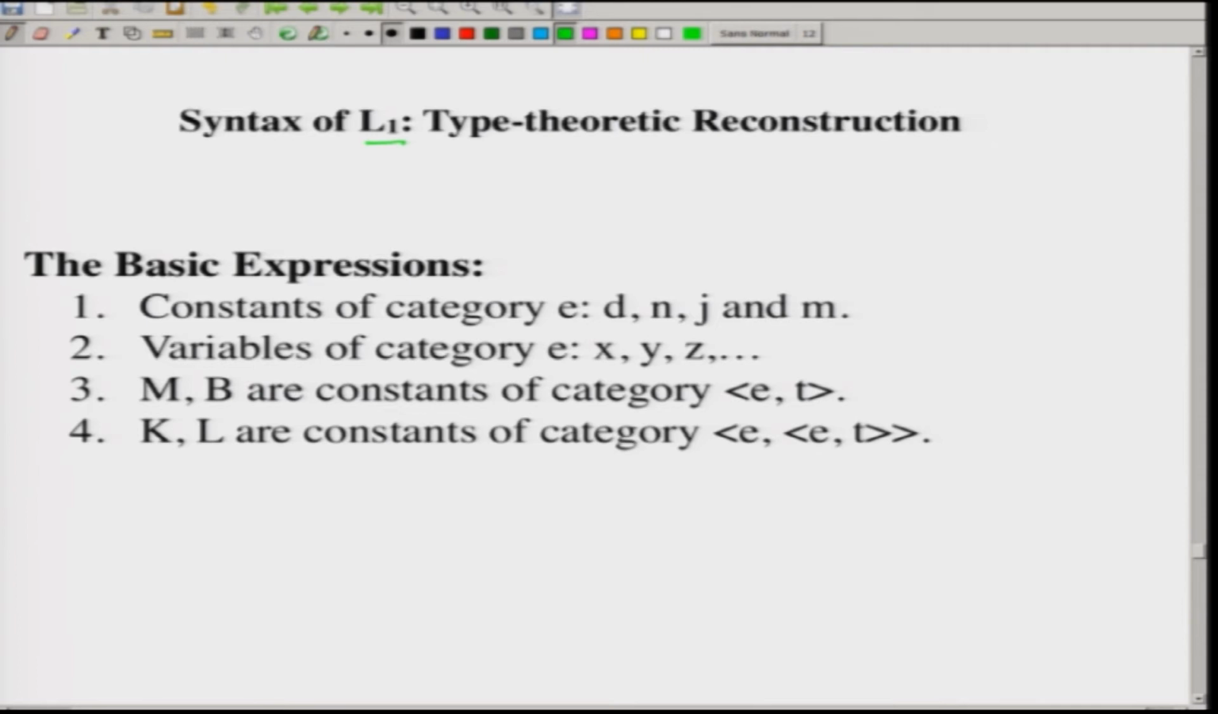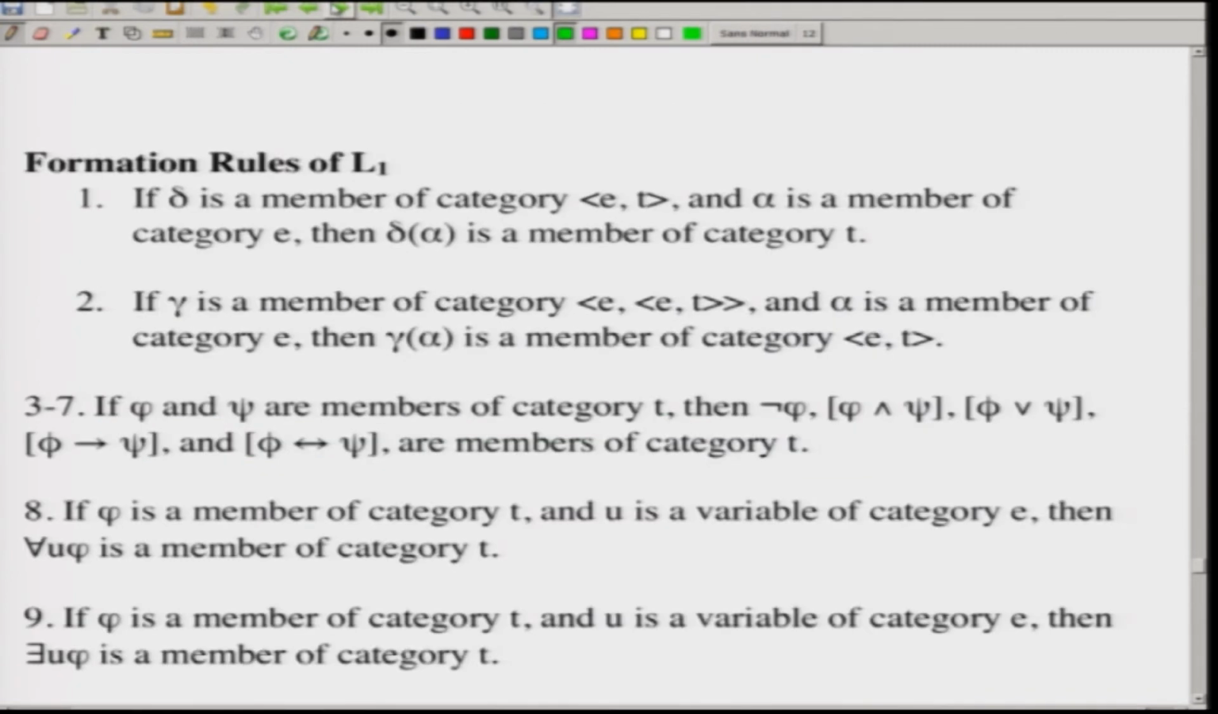And then we have constants of category E to T, like M and B, which are 1 plus predicates, if you remember. And then the 2 plus predicates belong to the category E to T. They are K and L. So, M can be interpreted as, say, man, B as bald, K as knows, and L as loves. And then we go to the formation rules.